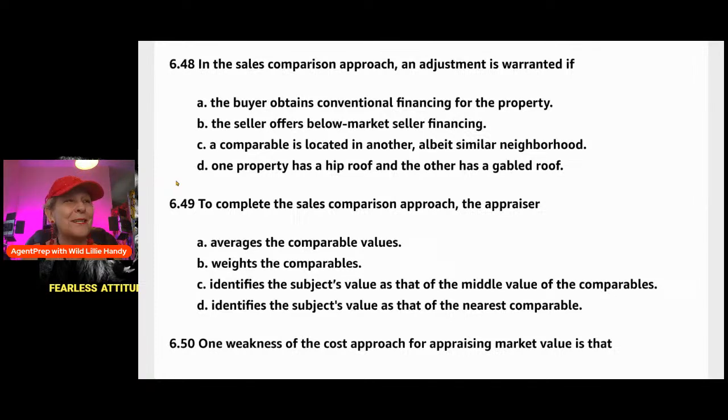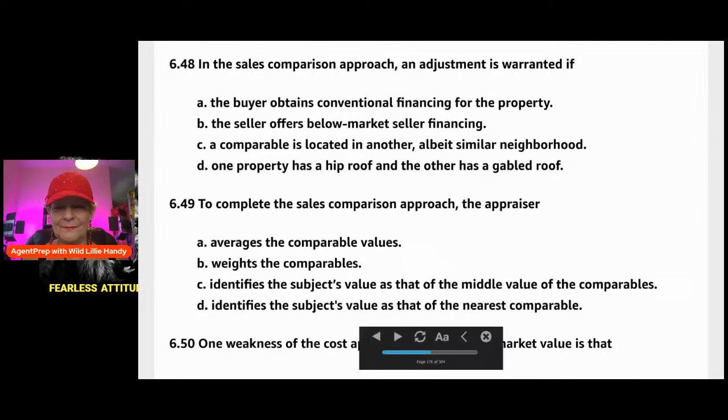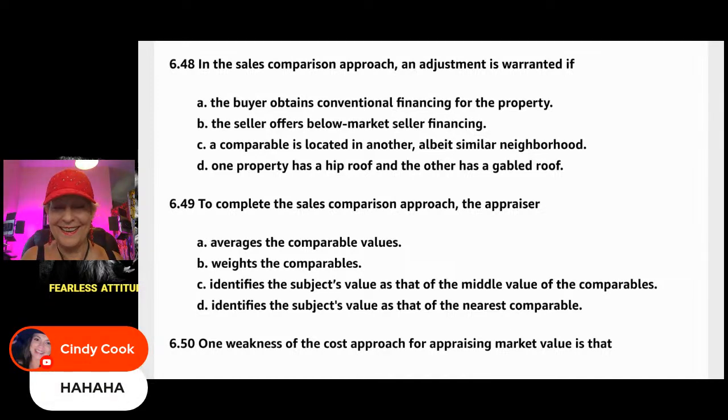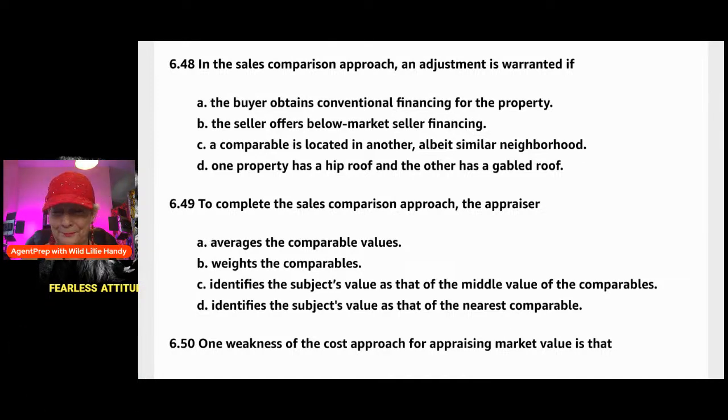So, sales comparison approach, an adjustment is warranted if the buyer obtains conventional financing, the seller offers below market seller financing, a comparable is located in another, albeit similar neighborhood, or one property has a hip roof and the other has a gabled roof. All right, so what's the answer here?